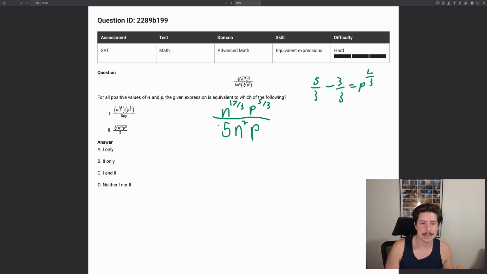Okay, so p to the 2/3 is present in this because p squared and then cube root 3, that works. And here it's also present because p to the 5/3 over p is what we had. So far the p's are also working. Now let's check the n's. N to the 17 over 3, n squared.